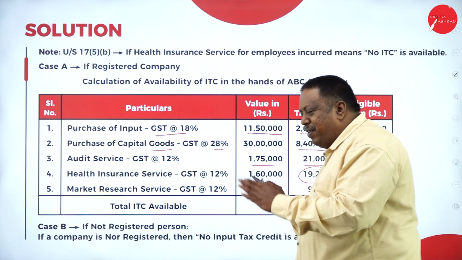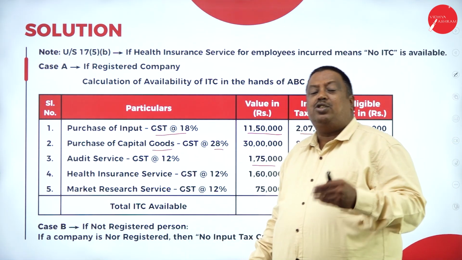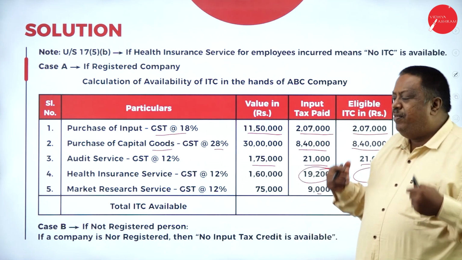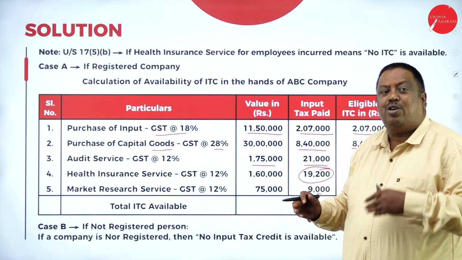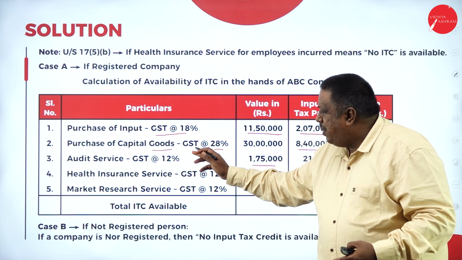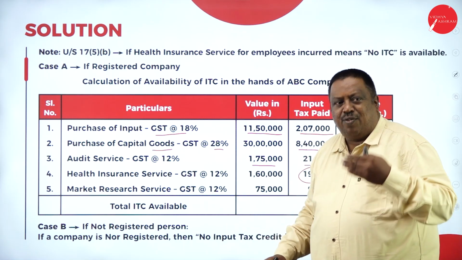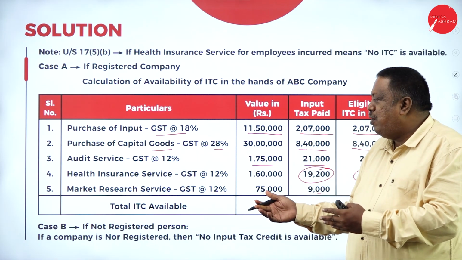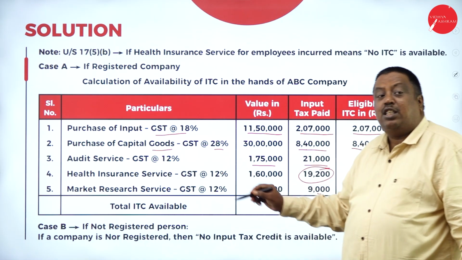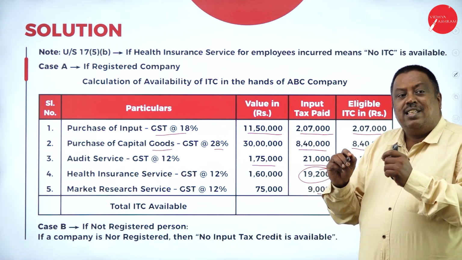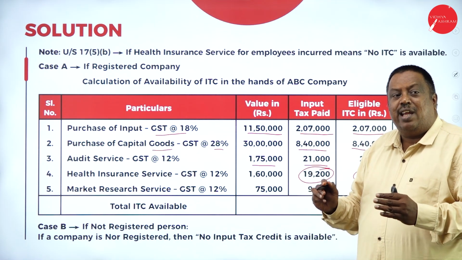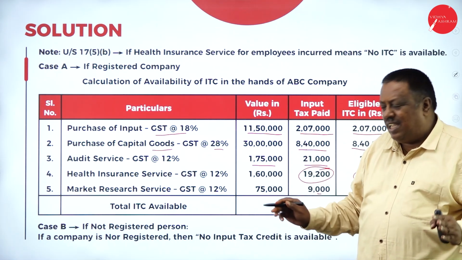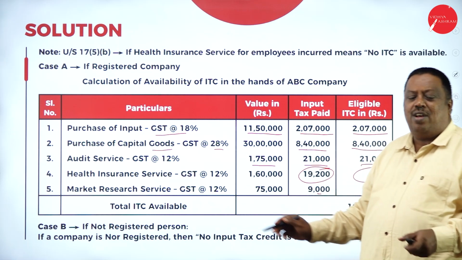The total ITC available, 10,77,000, excluding health insurance services. So in this problem, we have to just write here whether I'm eligible to claim the input tax credit or not. So in the first case, I'm eligible. Second case, I'm eligible because we are going to sell those commodities. We are going to use the benefit of capital goods. Audit services, it is for the business to verify and to submit the records to the GST or to any other government sectors. Health insurance service, this is especially for the employees' sake and for taking care of the employees. So that cannot be considered for the ITC. And market research, this can be claimed for benefits.